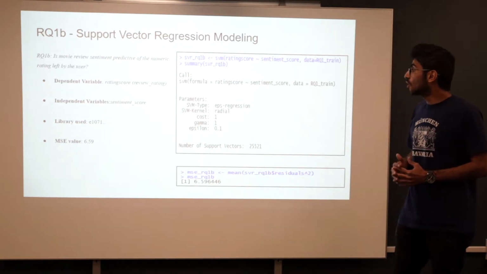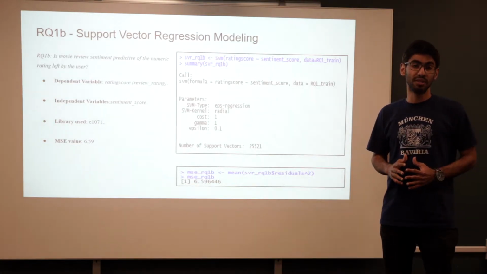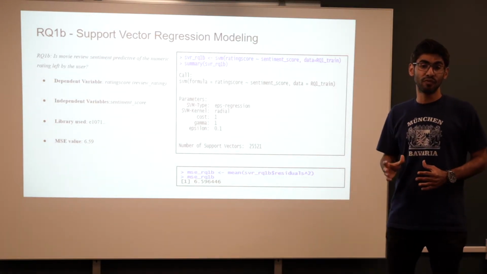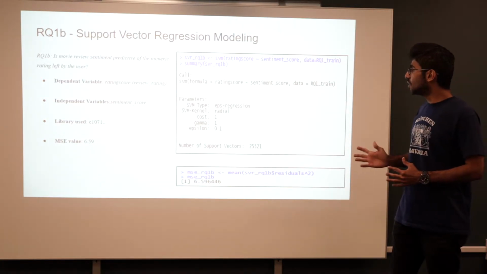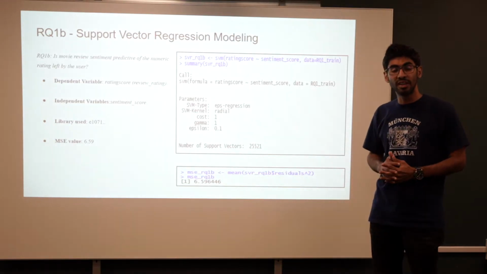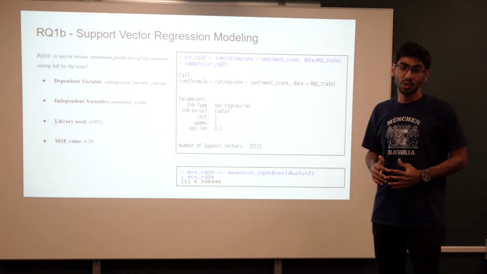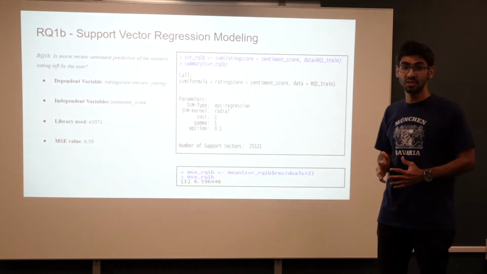Next. For 1B, we wanted to look at the impact of sentiment score on the rating score, which is the number of votes left by the user at the review level. Here again we used the same package e1071, and we find a very low MSE value of 6.6. So again, a support vector regression does pretty well in predicting the rating score.